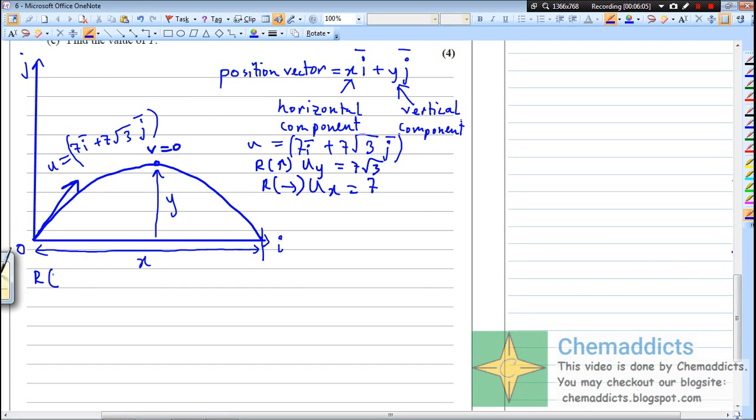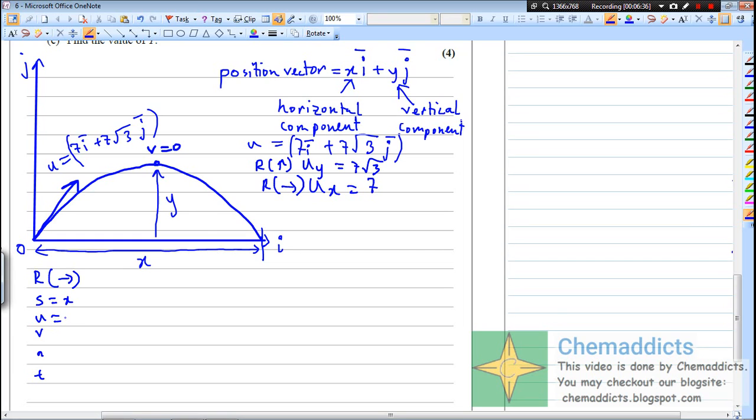At first let us resolve horizontally. So let us resolve horizontally. In here, let us input this according to the SUVAT equation: S, U, V, A, T. In this case, the displacement would be the horizontal displacement, which is x.